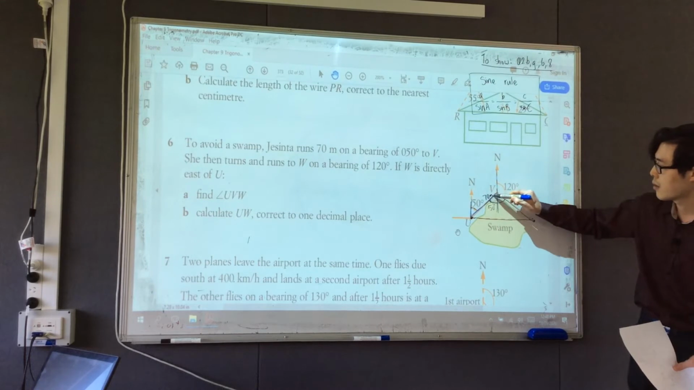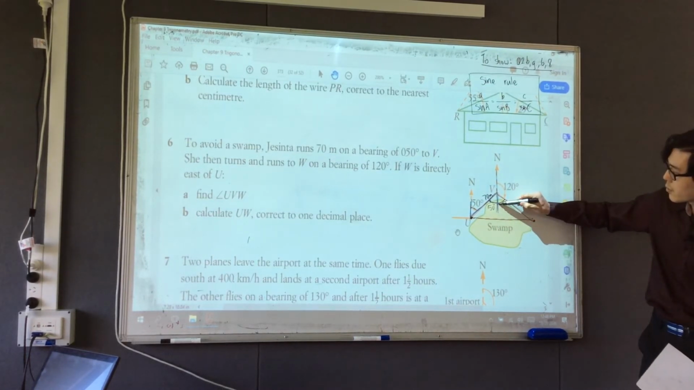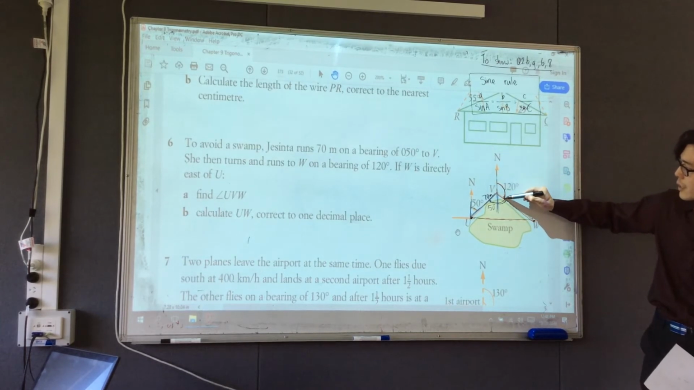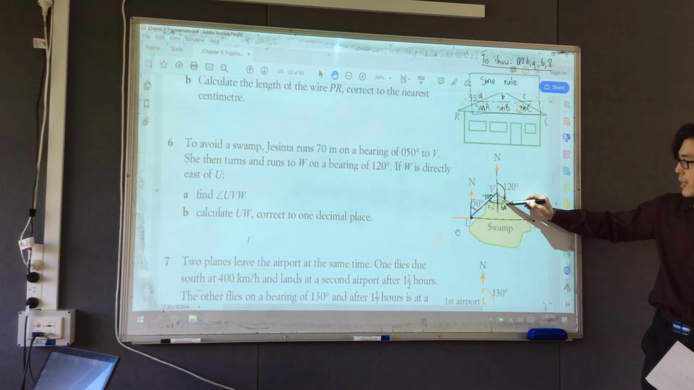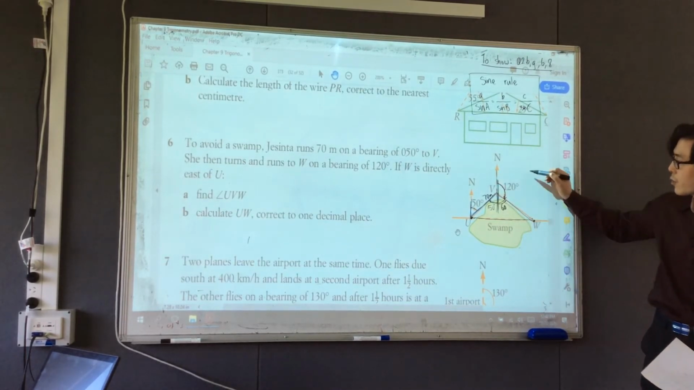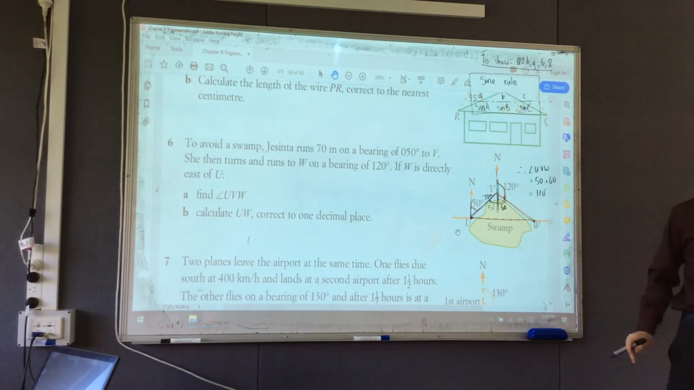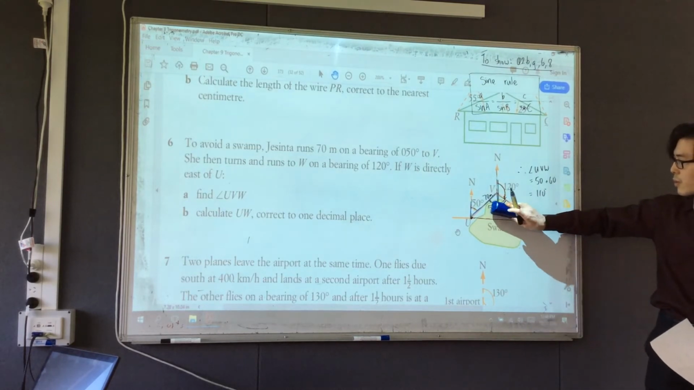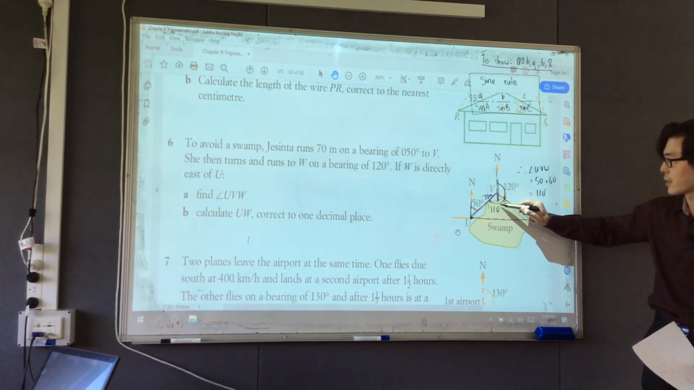Now, similarly, girls, for this side, all the way up until is 120, but we know all the way to here is 60, because 120 plus 60 makes 180. So therefore, angle UVW is equal to 50 plus 60, and that's 110 degrees. So I'm just going to rub this out now and write 110 degrees.